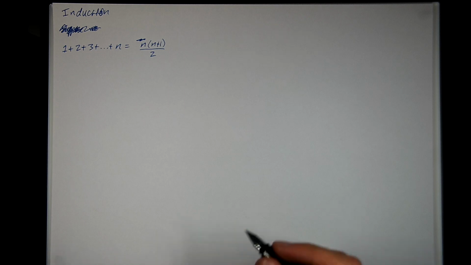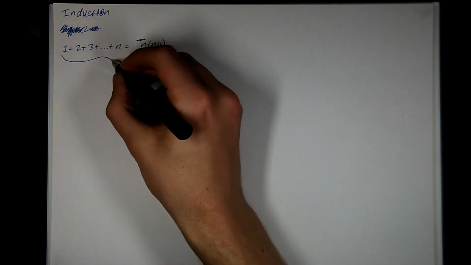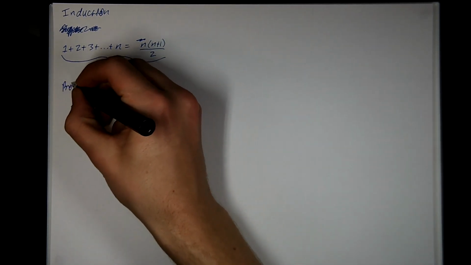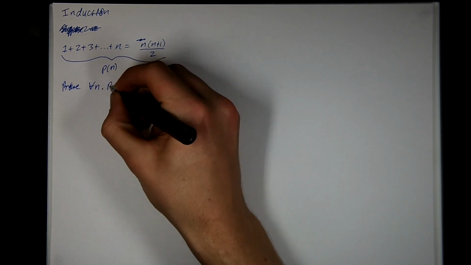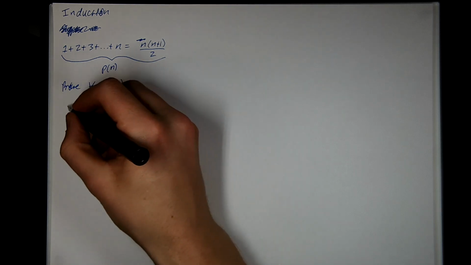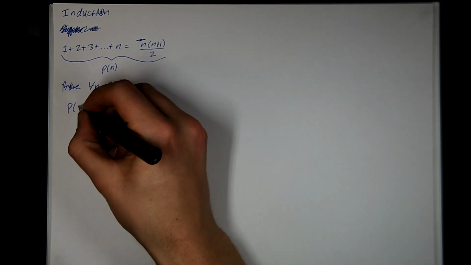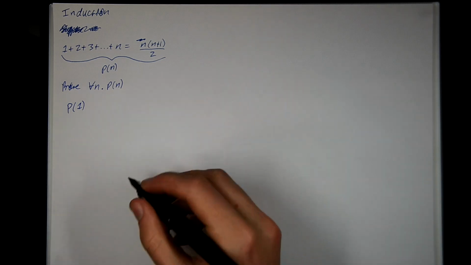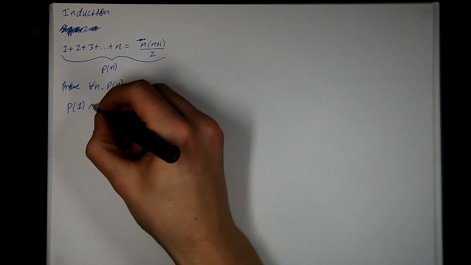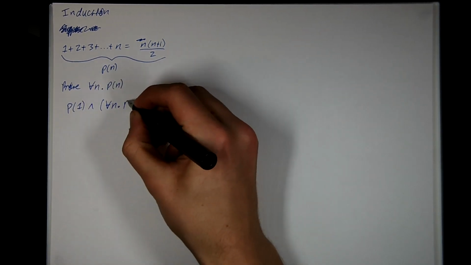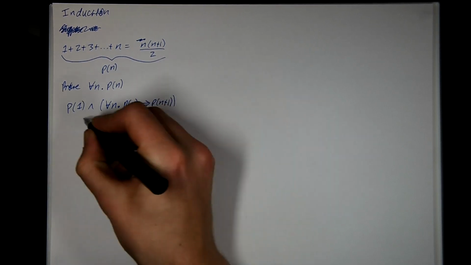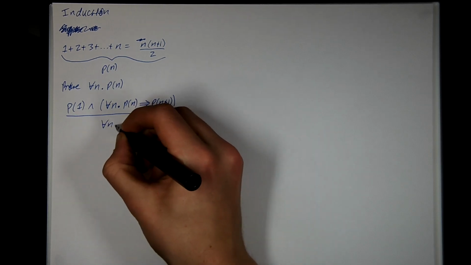So we can use the principle of induction. If I call this entire statement P of n, what I really want to prove is that for all n, P of n is true. Okay, that's what I want to prove. So here's the rule for induction, written out formally. We prove P of 1, or sometimes P of 0. In this case, our base case is 1. So we want to prove P of 1, and we want to show for all n, P of n implies P of n plus 1. Therefore, for all n, P of n.